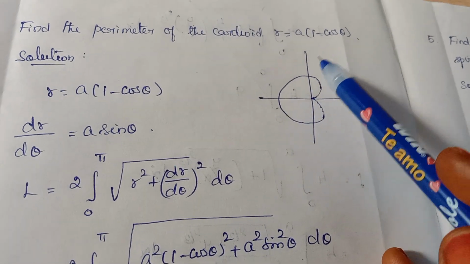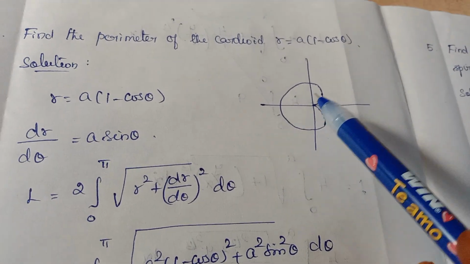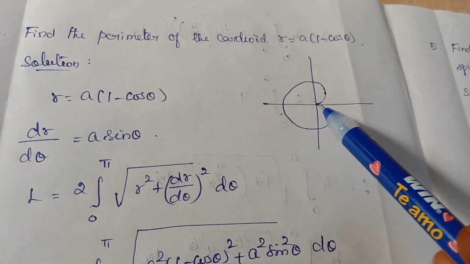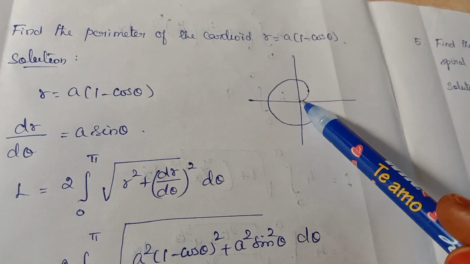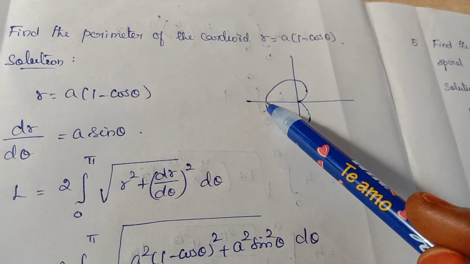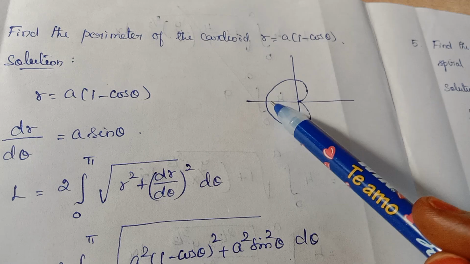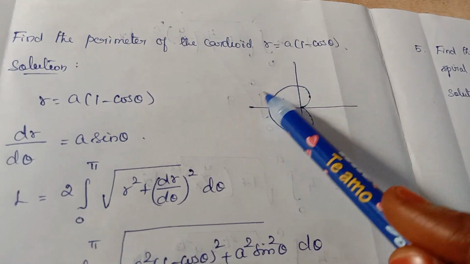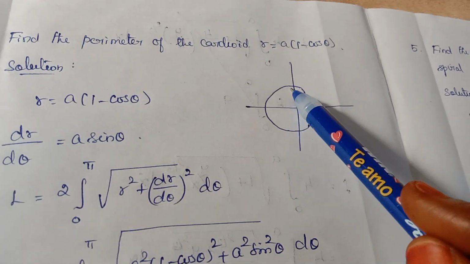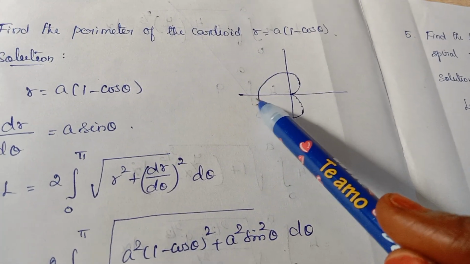So this is the cardioid, which is lying on the left side of the graph. Instead of finding the whole length, I am going to find the length from here to this place, that is only the upper half portion, and I am multiplying by 2. Upper half portion means theta varies from 0 to pi. First quadrant means 0 to pi by 2, first two quadrants means 0 to pi, isn't it?